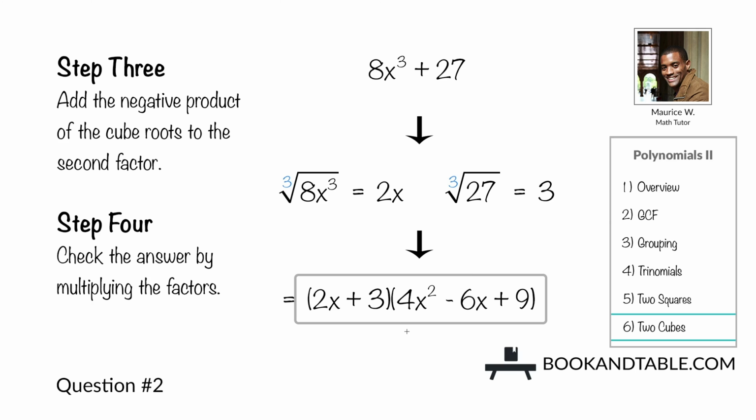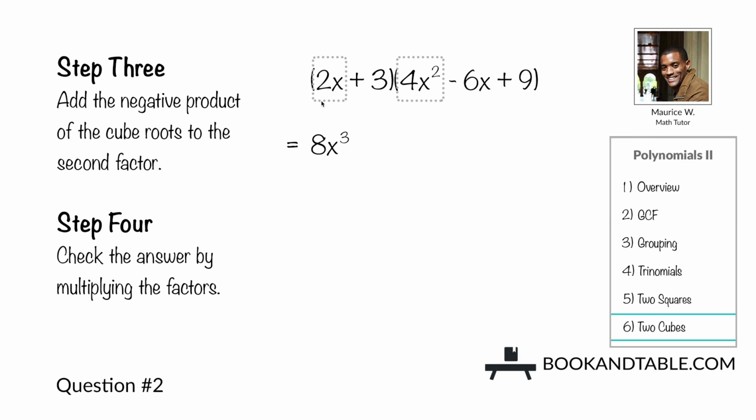And now, step 4, check the answer by multiplying the factors. When we do so, the final polynomial must be 8x cubed plus 27 to confirm that we found the correct factors. So we get 2x times 4x squared, which will give us 8x cubed. Then we have 2x times negative 6x, which will give us negative 12x squared.